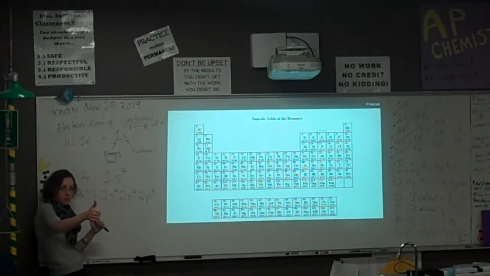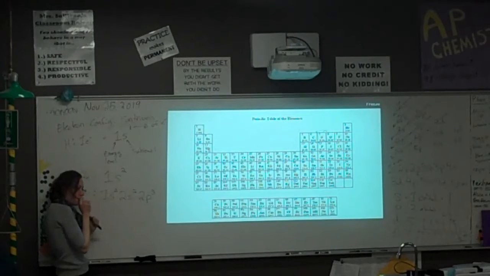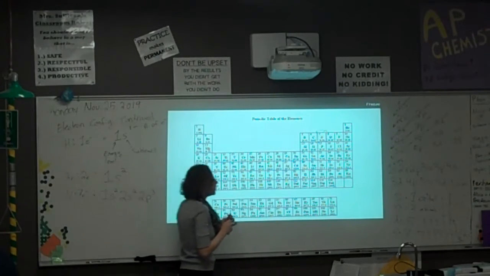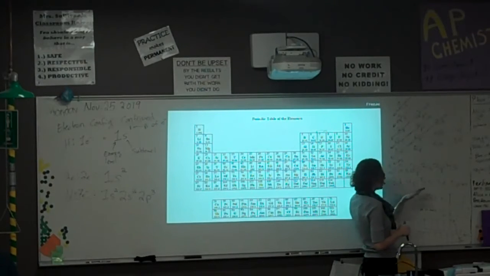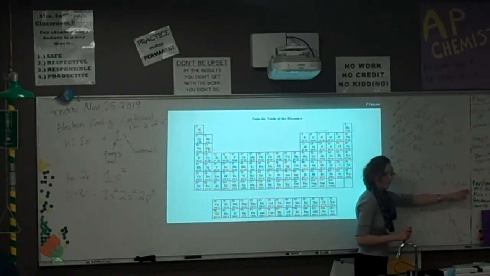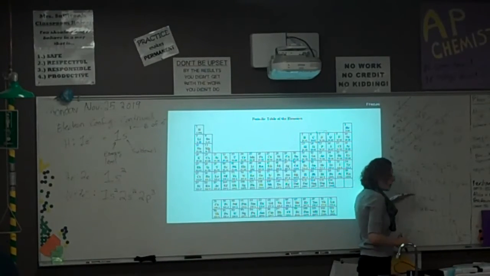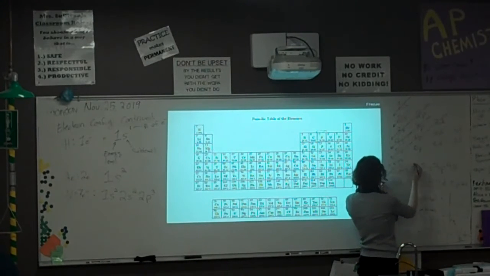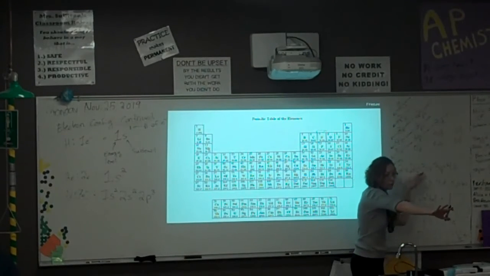Questions? Give me thumbs up if that makes sense. Thumbs down if it doesn't. Yeah, how do we know where you change it to add a 4s and then a 3d? Like when does it go out of order, you mean? Yeah. We could follow this pattern. And so we've done the 1s, we've done the 2s, we've done the 2p. We'll get there. We'll get there.